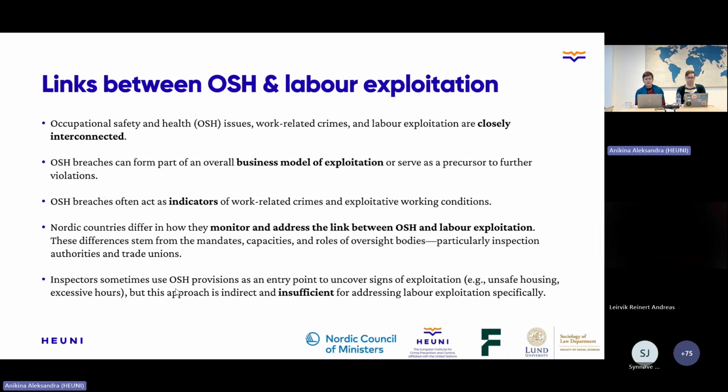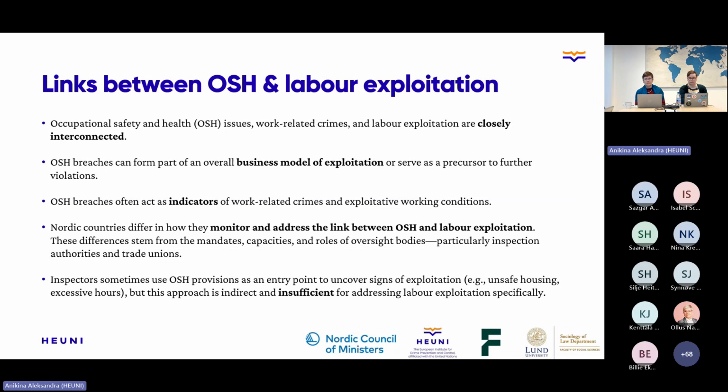So that's why in our indicator list, which will be presented, we also see this as instances or pointers of work-related crimes and exploitative working conditions. However, the Nordic countries differ quite a lot in how they monitor and address these linkages. And of course, this depends on the national mandates and also on the capacities and roles of the oversight bodies. In the various Nordic countries, this oversight can be done by inspection authorities, such as the labor inspectorates, or by trade unions.